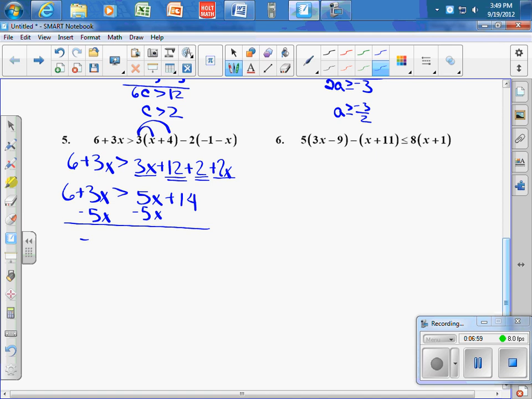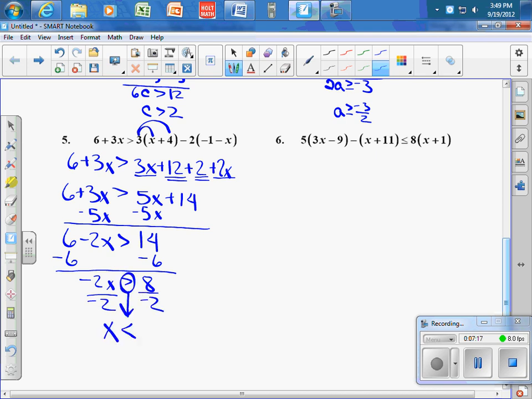3x minus 5x is negative 2x. Bring down the 6 is greater than 14. Subtract 6 from both sides. That leaves me with negative 2x is greater than 8. Dividing both sides by negative 2, I get x, remember we're reversing the inequality sign, is less than negative 4.